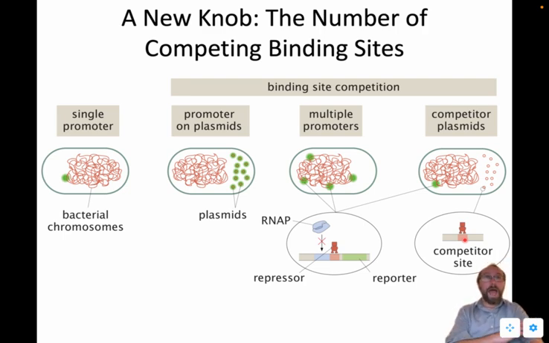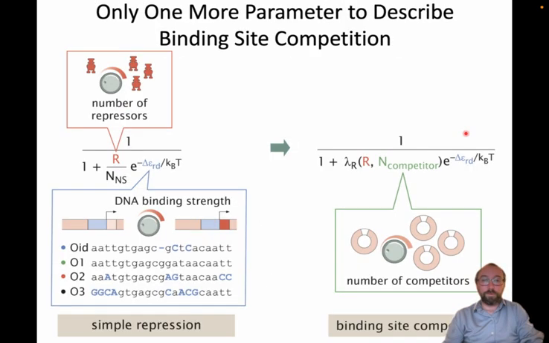I'm not going to go through the math here, but I can refer you to some interesting papers where you can do the math. It's super interesting StatMech calculation. Basically, once you go through the math, what you can show is that the fold change is given by this expression here, where we still have the number of repressors, the binding energy of the repressor to the DNA, and a new parameter, the number of competitors.